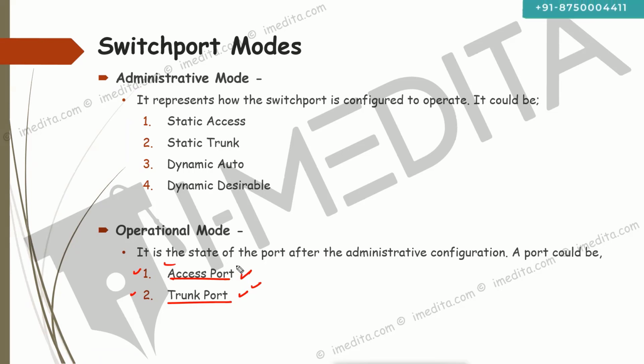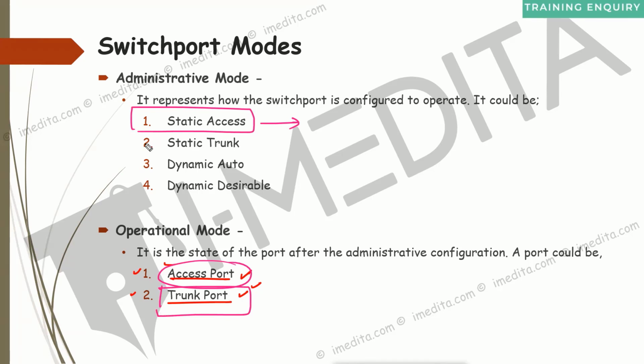So a port can be configured to operate as an access port by doing the configuration manually. A port can be configured to operate as a trunk port by doing the configurations manually. Static access, static trunk means manually we have configured the port to operate as an access port or the trunk port. Dynamic auto, dynamic desirable.